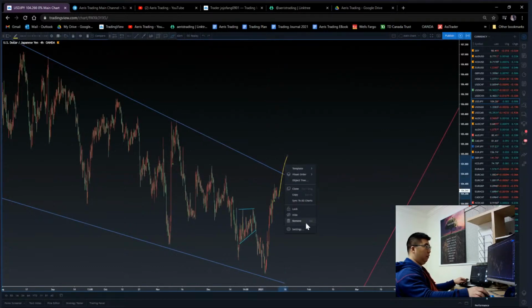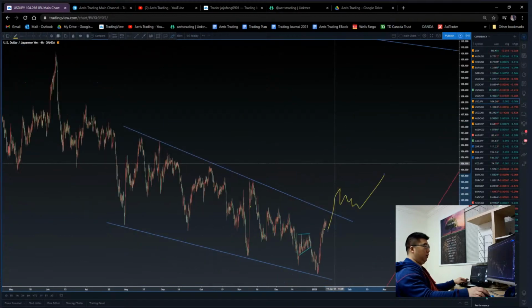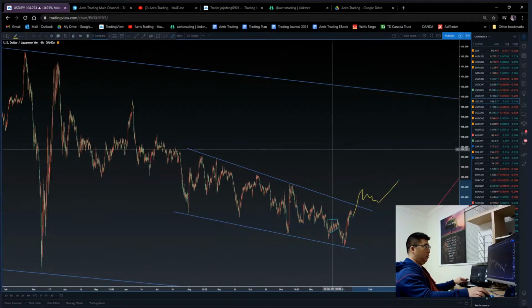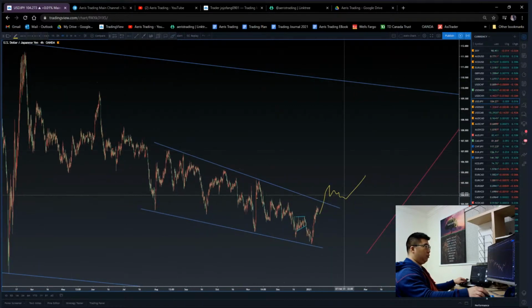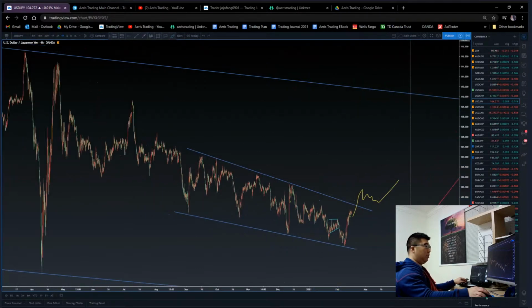Rather, I want to wait for if we can see price just continue to break above, right, followed by continuation. That's preferably something I want to see in order to take a potential long entry somewhere here, looking further up to the upside. Okay, so that's what I see on dollar yen for now.